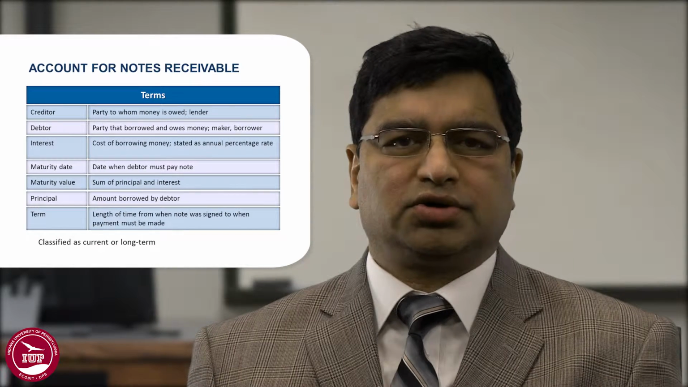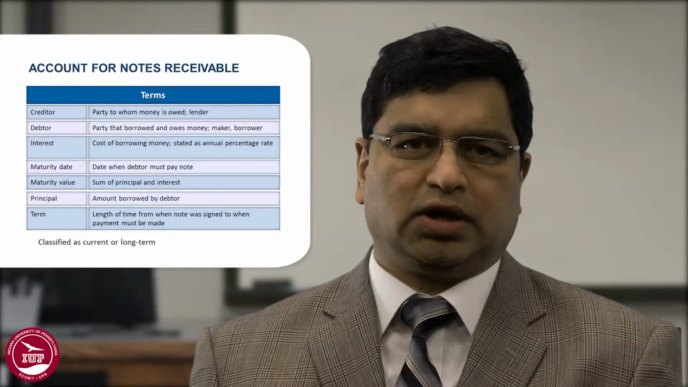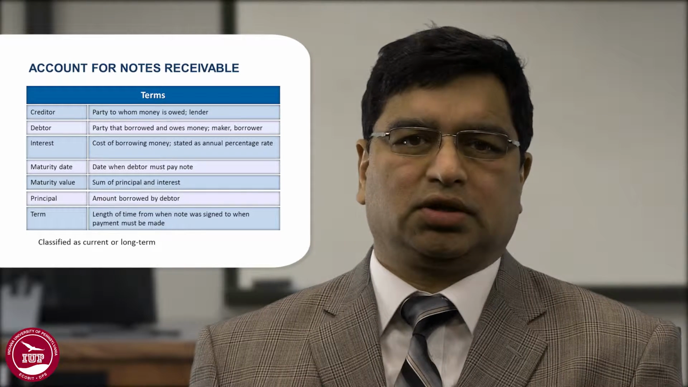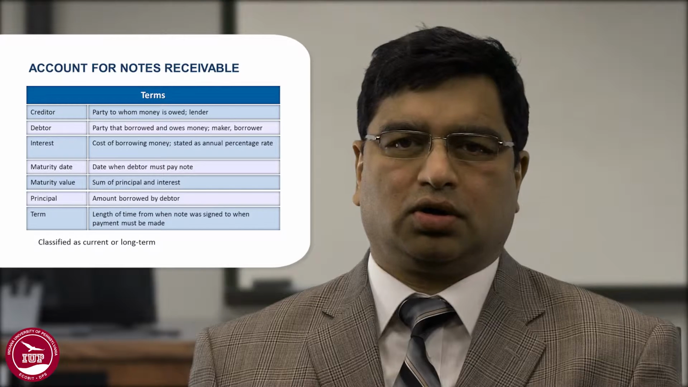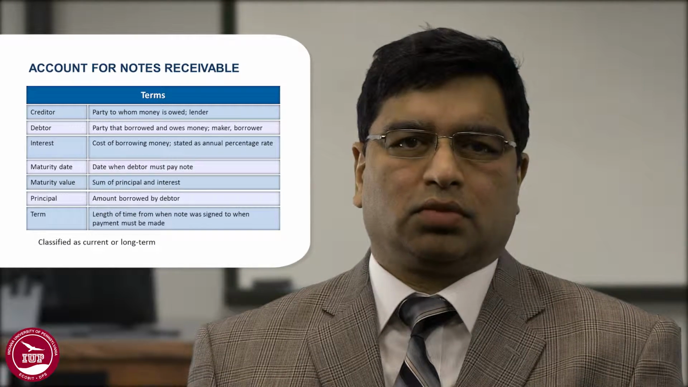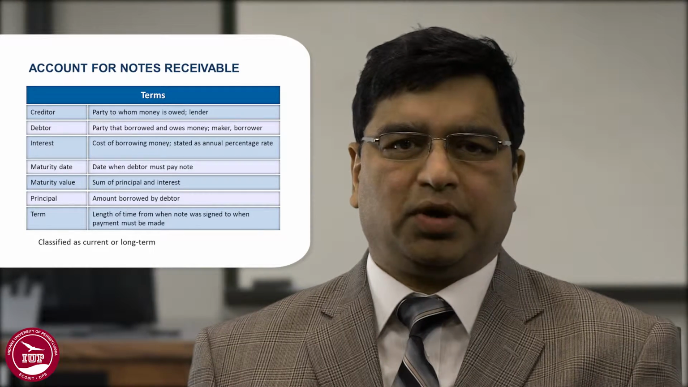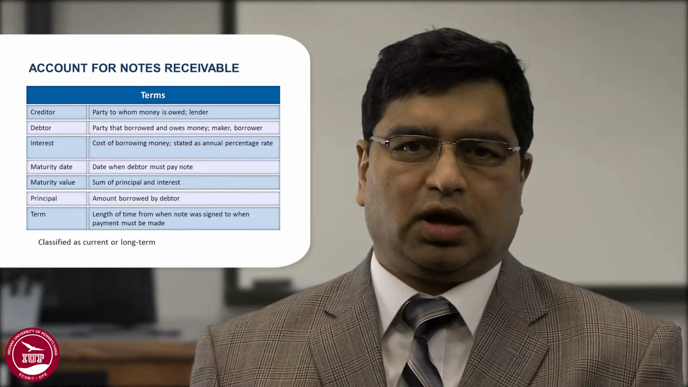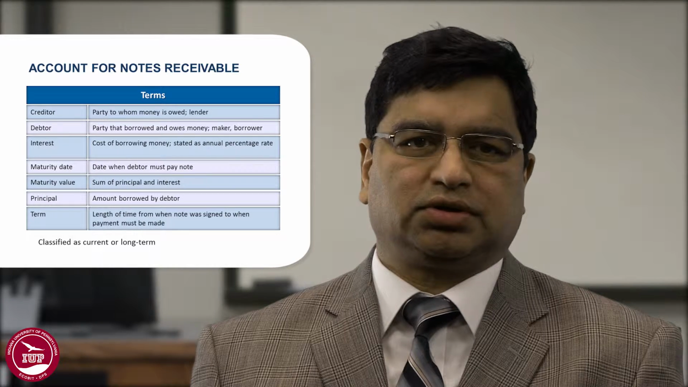Now, creditor is the party to whom money is owed, or the lender of the money. Debtor is the party that borrowed the money or owes the money, or is also called the maker of the note. The maker of the note writes the note and has to pay a certain interest, which is the cost of borrowing the money, and interest is generally stated at an annual percentage rate.